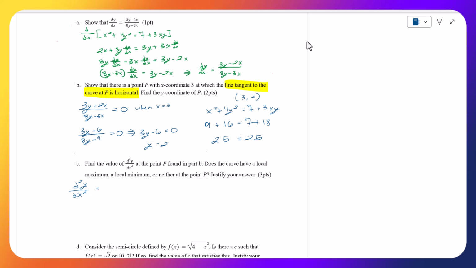So let's take our derivative. What rule do we need here? We need the quotient rule. So our low d high, 8y minus 3x times our derivative of our high, which is 3 dy over dx minus 2. So our low d high minus high d low, 8 dy over dx minus 3, all divided by 8y minus 3x squared.